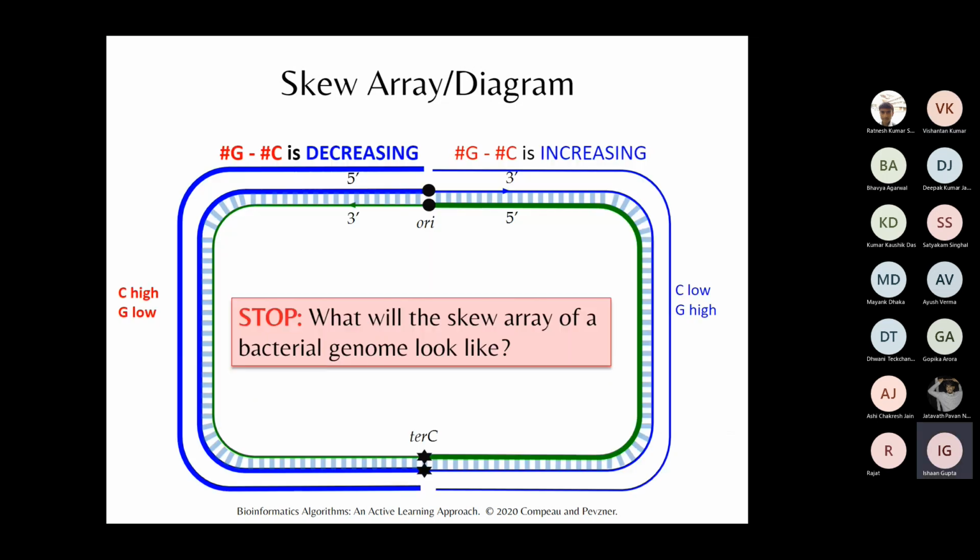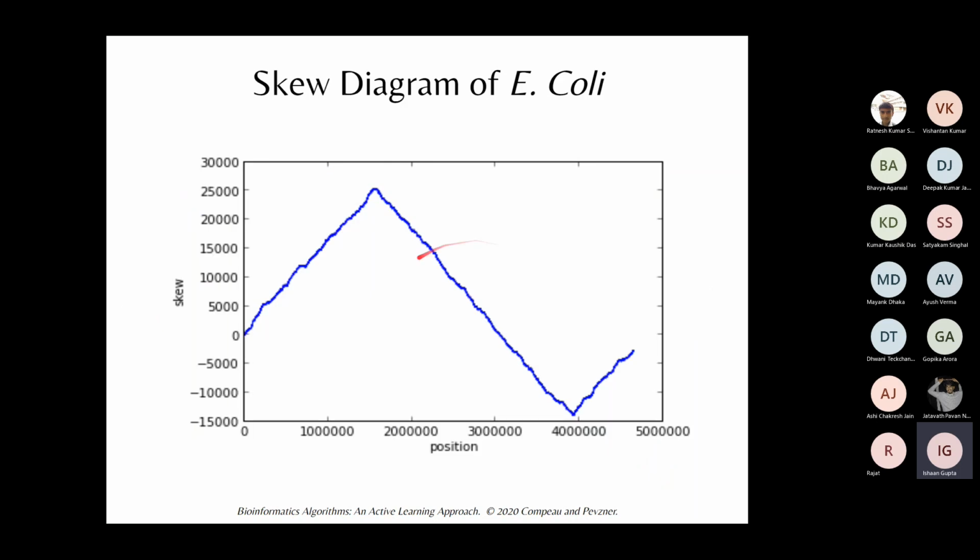Yes, sir. Okay. So now what will the skew diagram of a bacterial genome look like? It typically looks something like this. You have increasing, then it decreases, then it increases again. Now going back to what I told you, can you point out where the origin of replication will lie? Where G minus C will be 0.